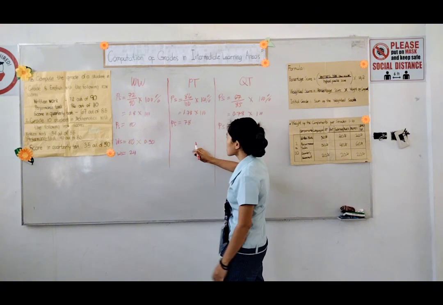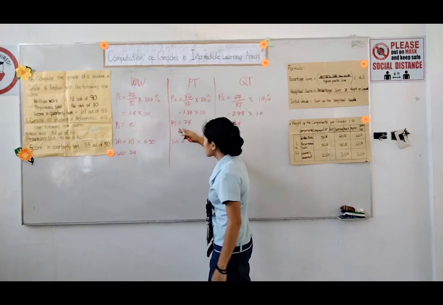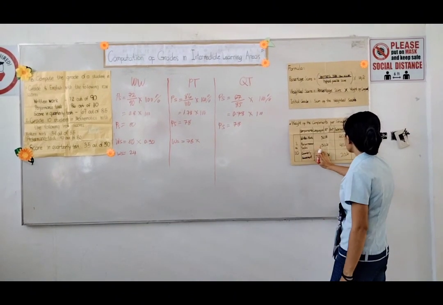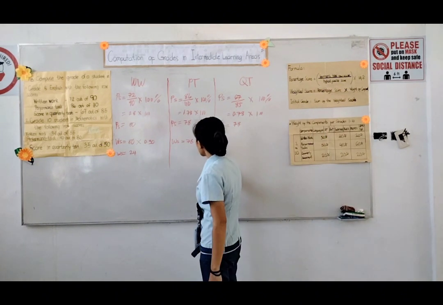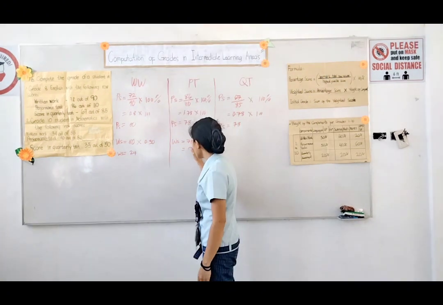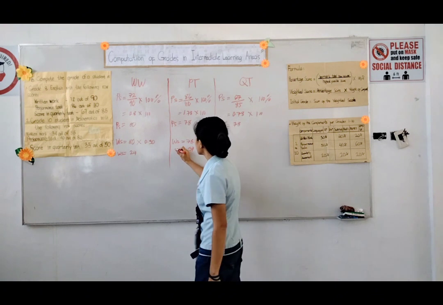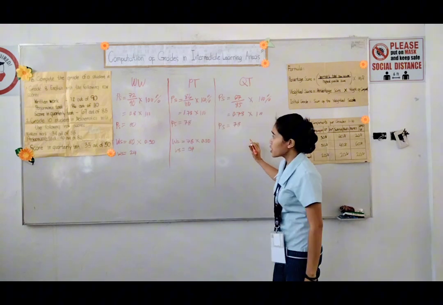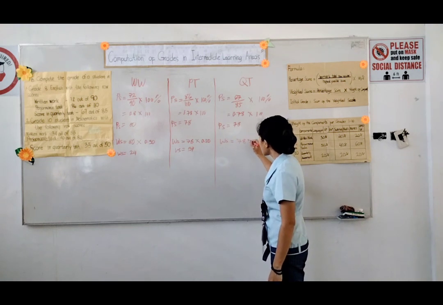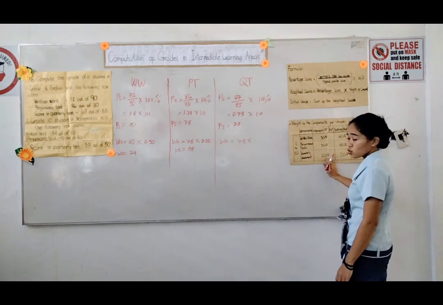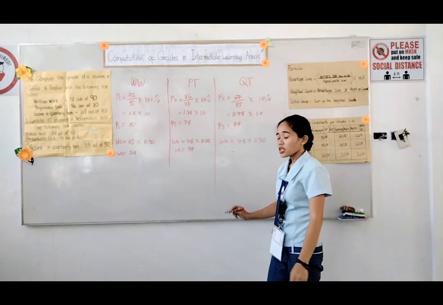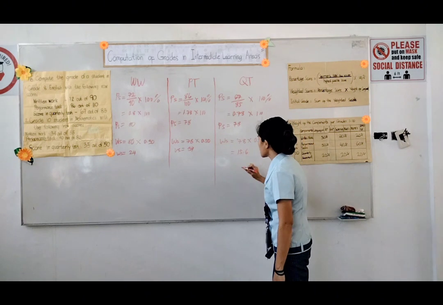Next, in performance task, 78 times 50%, which is 0.50, is equal to 39. Then, the quarterly test: 78 times 20% or 0.20 is equal to 15.6.